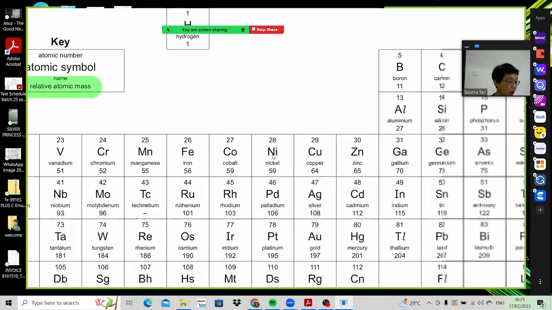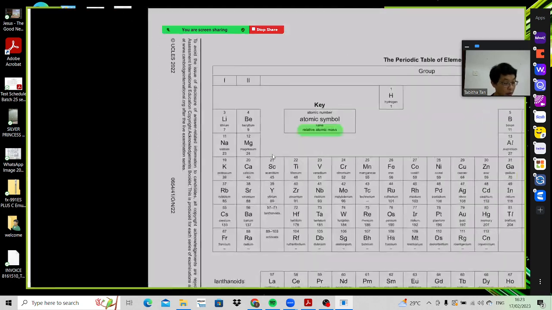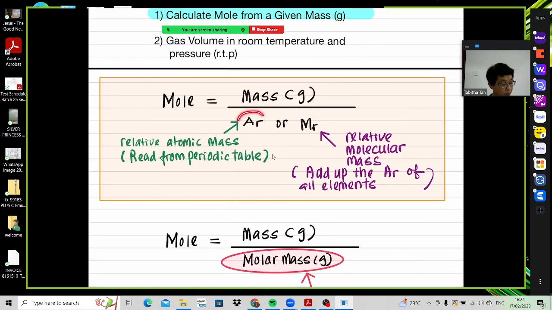If you take a look at others, for example chlorine, the number below the symbol is the relative atomic mass, meaning 1 mole of chlorine atoms has 35.5 gram. So that is called relative atomic mass. Okay, so you know where to find this.